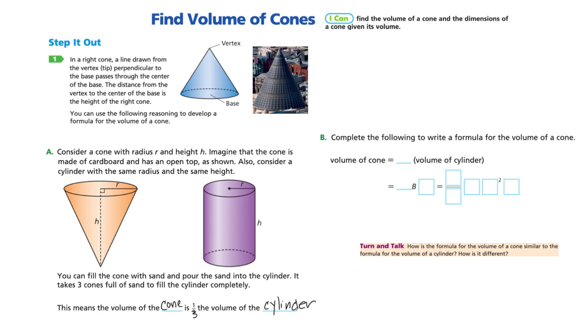So let's look at B. Complete the following to write a formula for the volume of a cone. The volume of a cone is 1/3 the volume of the cylinder, so that's going to be 1/3 times the base times the height, which equals 1/3 times pi times the radius squared times the height. And remember, this pi times the radius squared is also the same as that capital B here. So let's look at the next question.